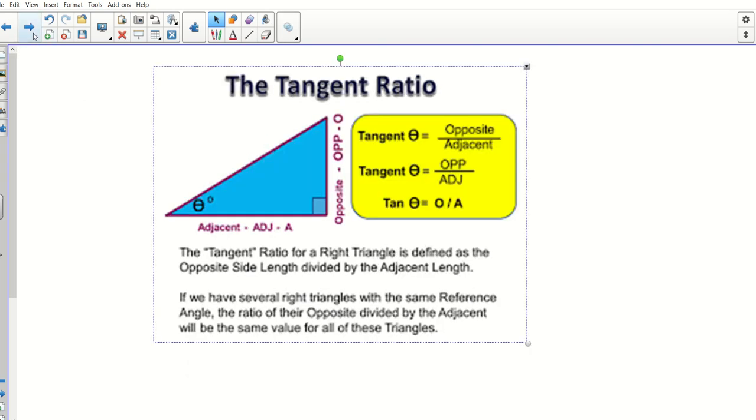And finally, tangent. Tangent is defined as the opposite side divided by the adjacent side. So if our reference angle down here is theta, it's our opposite side divided by our adjacent side. Abbreviated, super abbreviated.